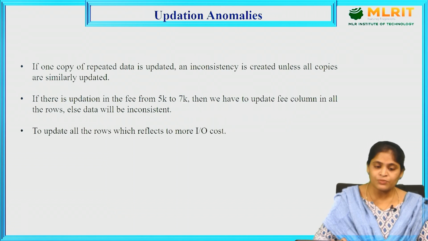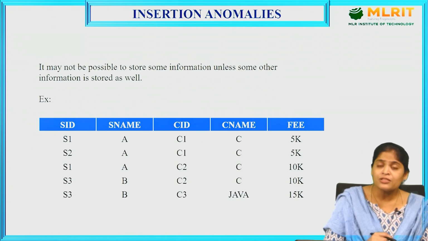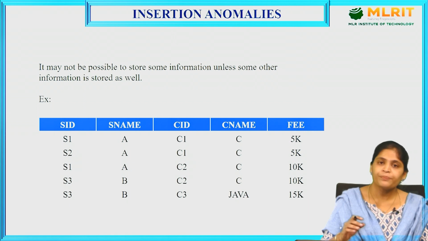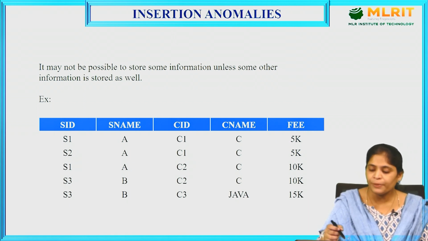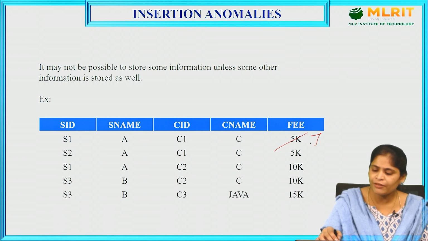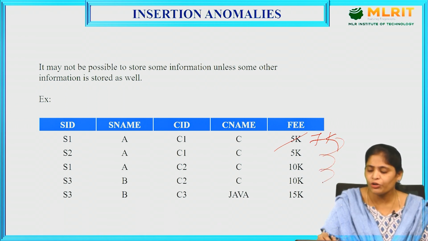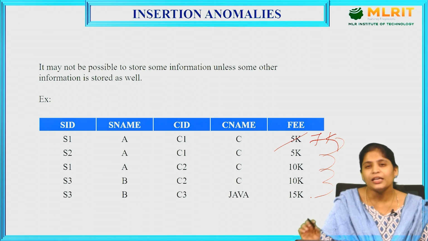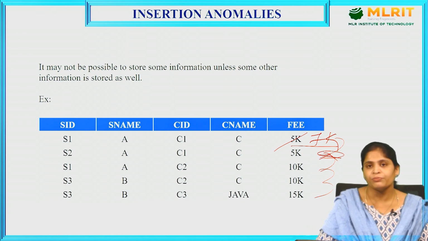Let us discuss updation anomaly with the same example. So what is the updation anomaly here? I want to update the fee from 5,000 to 7,000. Then for each and every row I want to check and update. If I have updated this row and I forgot to update the second row, then what will happen?